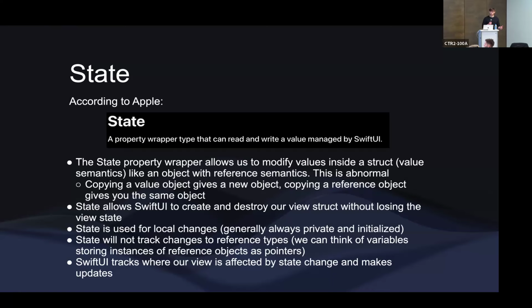State will not track changes to reference types. We can think of variables storing instances of reference objects as pointers to an address in memory. And so SwiftUI won't be able to track changes because that pointer is not changing. We can get around this by using Observable and ObservableObject, and again, we'll cover this a little later in the presentation. Then finally, SwiftUI tracks where a view is affected by state change and makes relevant updates. SwiftUI is pretty efficient at finding where it needs to redraw views based on state changes.